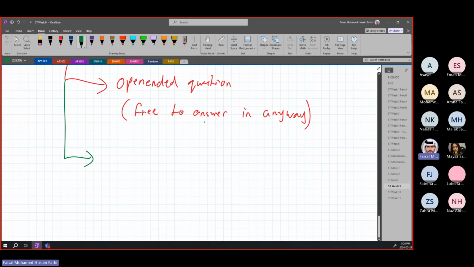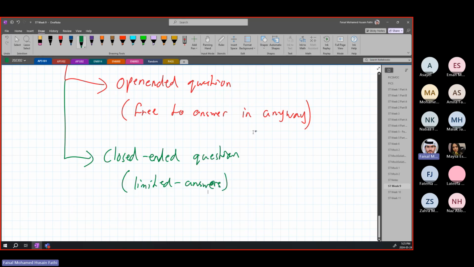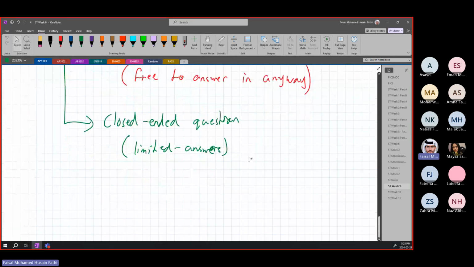The other type is closed-ended questions. These are questions that have a limited answer. There is a specific answer that they can give, usually through different methods. In other words, the person doing the questionnaire has to select a choice, whether true or false, or 1, 2, or 3, or a multiple choice question, or there's a scale.